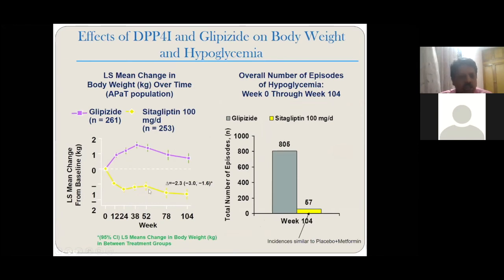DPP-4, your lean mass significantly reduces almost to the tune of 2 to 3 kilos, and the hypoglycemia chances are also much less with the DPP-4s, because the sugar should be there for stimulation of the insulin, because of the glucose mediated insulin release, which is the mechanism of DPP-4s.